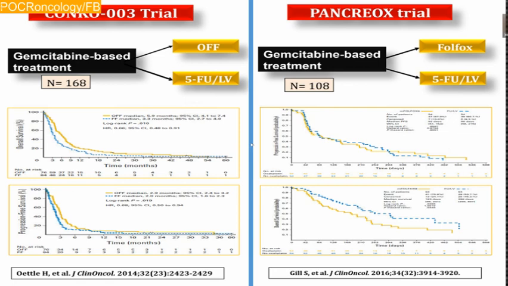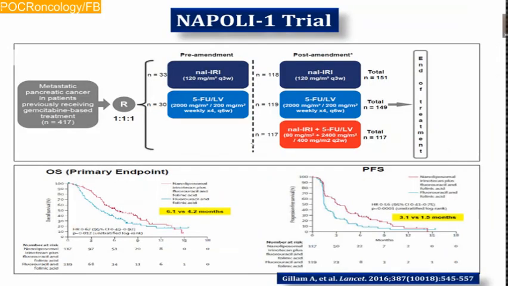However, when they compared gemcitabine to FOLFOX chemotherapy, there was actually a decremental effect with the use of FOLFOX chemotherapy, and 5-FU leucovorin was better than FOLFOX. We don't know why. However, we think it's because of the dose changes.